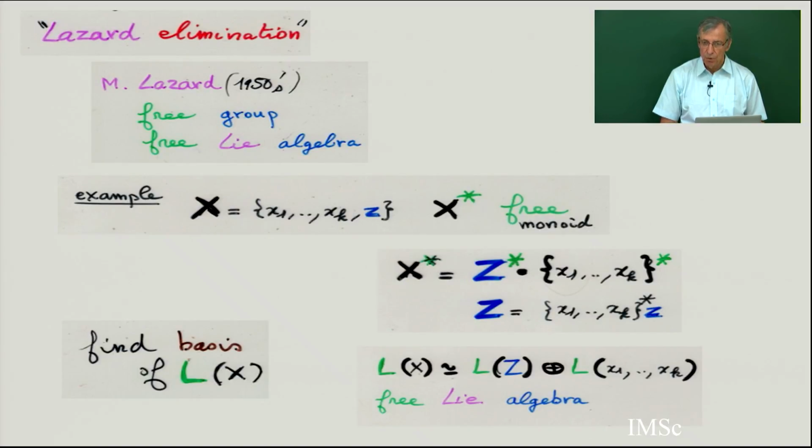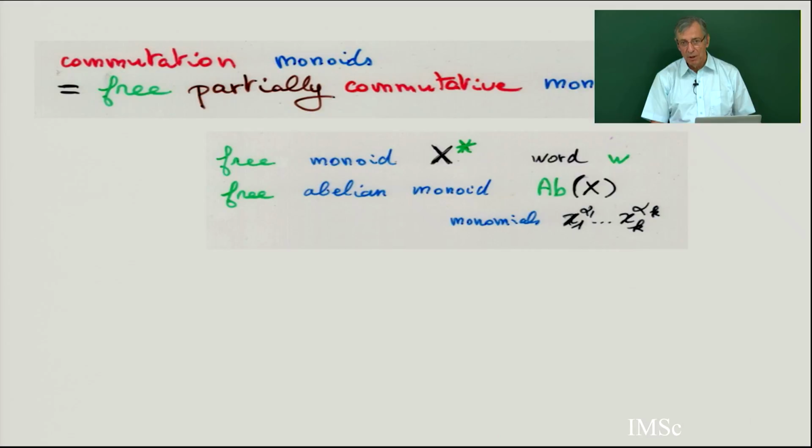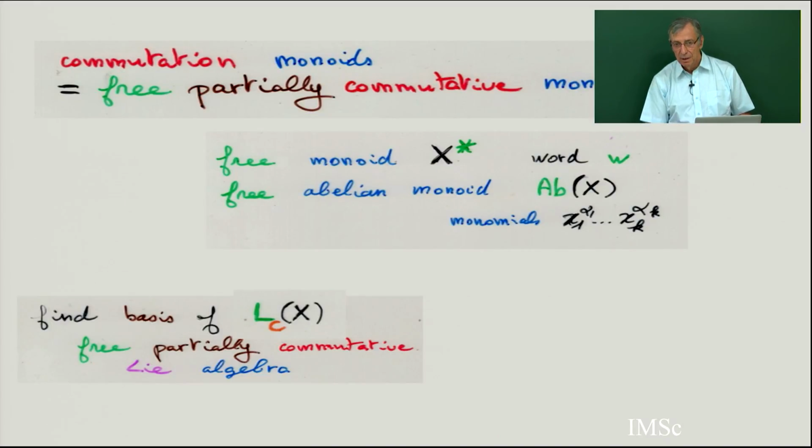So I finish with this just to give you an idea of this elimination in free structures by repeating it: a direct sum of Lie algebras, even if you don't know, maybe some people know what a Lie algebra is. If you repeat it many times, each Lie algebra will be generated by single letters, and then you get a basis of this free algebra. And some work has been done for the commutation monoid, the free partially commutative monoid, by taking some bases of the free partially commutative Lie algebra.